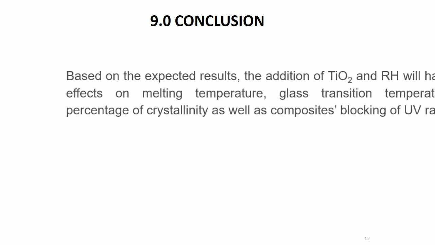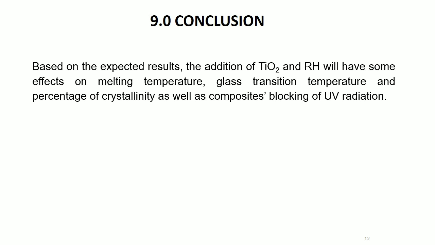For the conclusion, based on the expected result, the addition of titanium dioxide and rice husk will have some effect on the melting temperature, glass transition temperature, and percentage of crystallinity, as well as the composite blocking of the UV radiation.